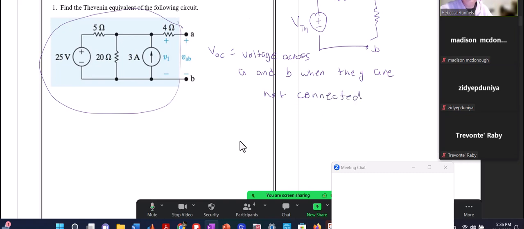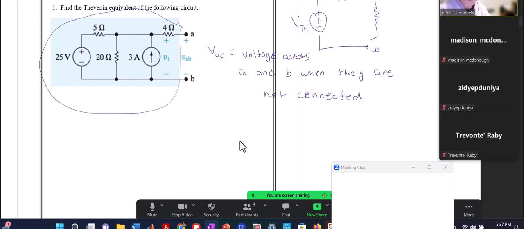And usually you find VOC because it's in parallel with something else. Since there's no current running through it, you can't use Ohm's law. It's just, A has some voltage and B has some voltage, and whatever that is what it is. It's not because there's a current running through it.